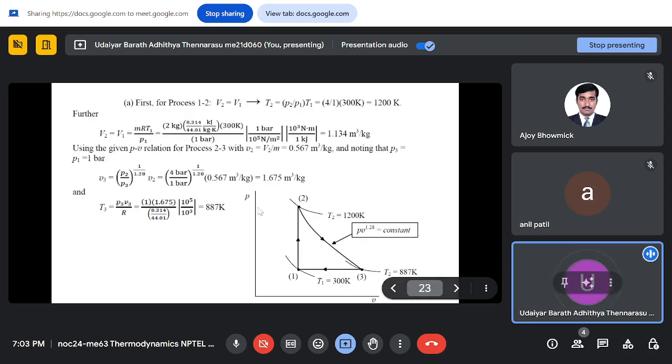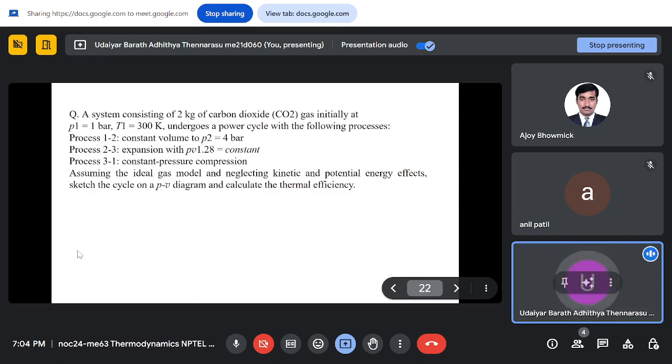So if you see in a PV diagram, this is how it will look. State 1 to 2, you are going through a constant volume process to a pressure of 4 bar. From 2 to 3, you are following PV raised to power 1.28, and then from 3 to 1, you are doing a constant pressure process to reach state 1.